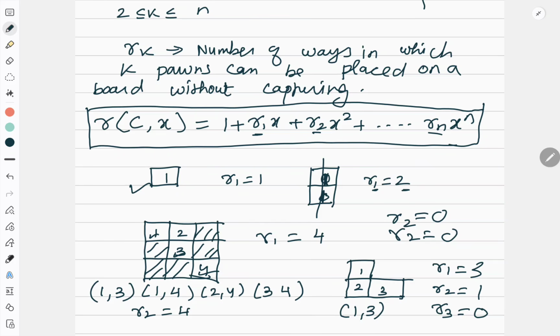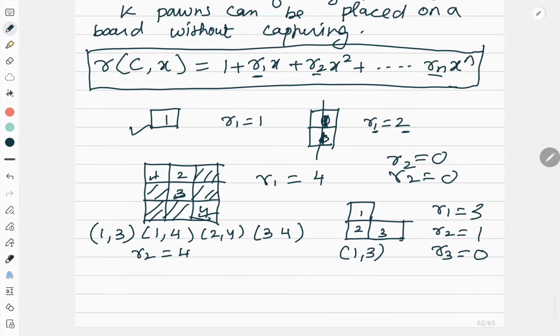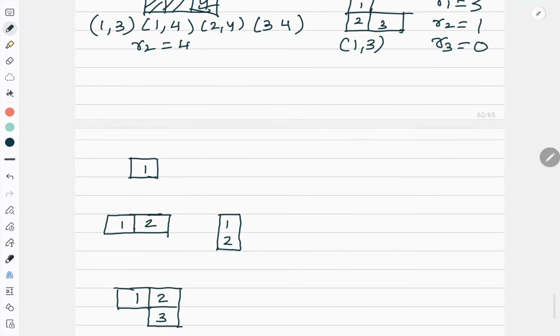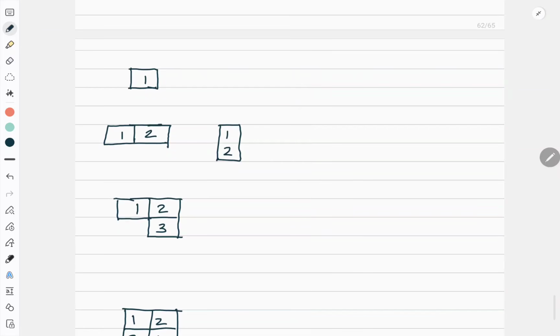So this is how we have to do the arrangement. We will be finding out the value of R1, R2, Rn, and we will substitute here to get the R(C,x). Now let us start with a small question to understand.